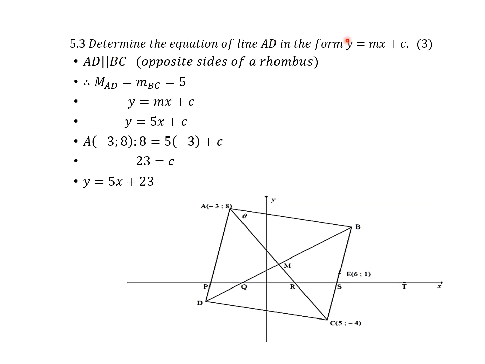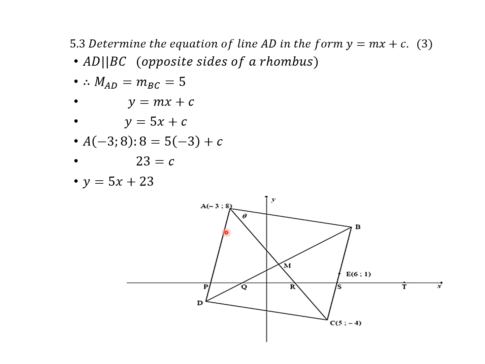Determine the equation of line AD in the form. So number 1, AD is parallel to BC. They're parallel because they are opposite sides of a rhombus. So my gradient AD equals my gradient BC, which we found as 5. So in the equation y equals mx plus c, m now equals 5. So we have y equals 5x plus c.